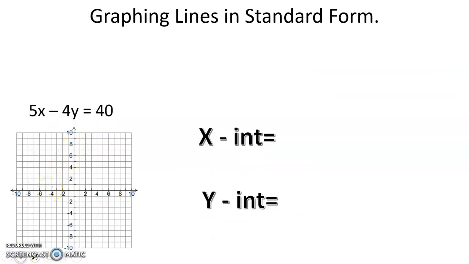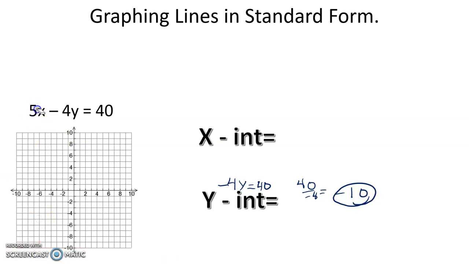Let's do another quick example here. So, standard form, with the x's and the y's on the same side. Let's just start with my y's. I'll take that x and cover it up. I'm left with the equation -4y is equal to 40. Divide by -4 on both sides. 40 divided by -4 gets us a -10 for my y-intercept.